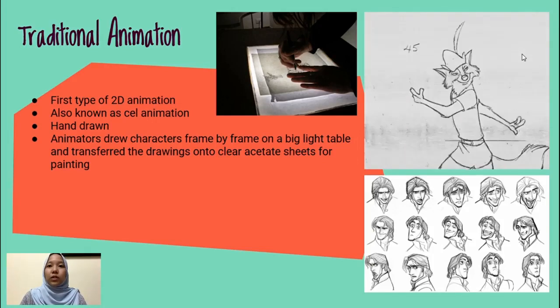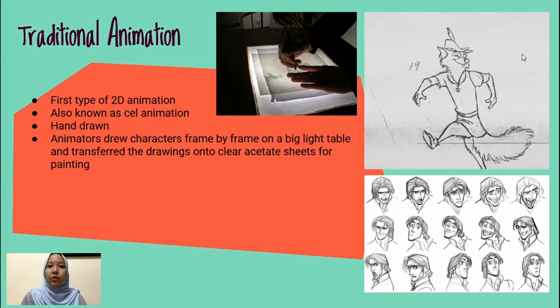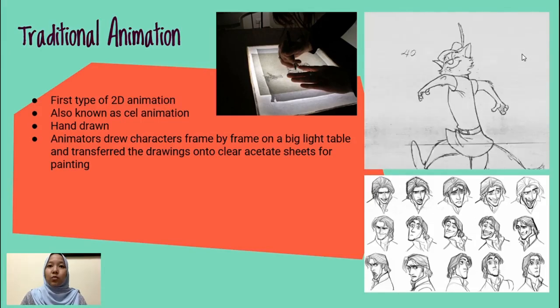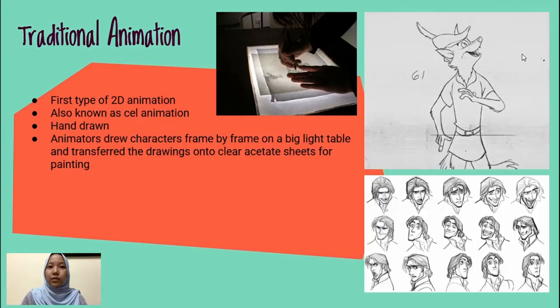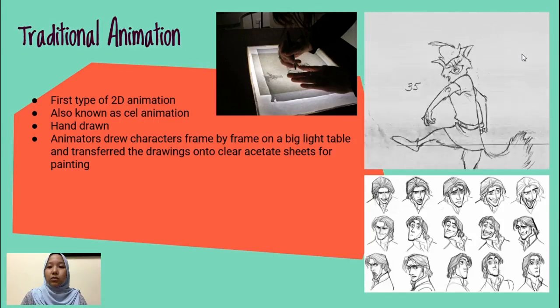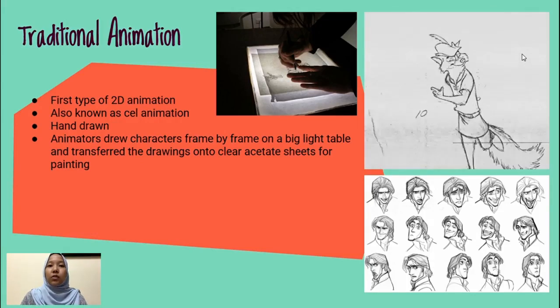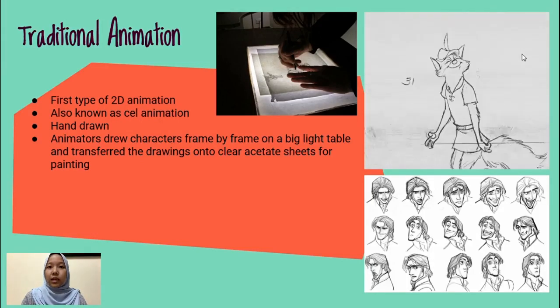Then, those drawings will be transferred onto clear acetate sheets called cells for painting. So, this is where the term cell animation comes from. Disney also used this type of animation in the old days. If you are familiar with flip books, it is also one of the examples of traditional animation.